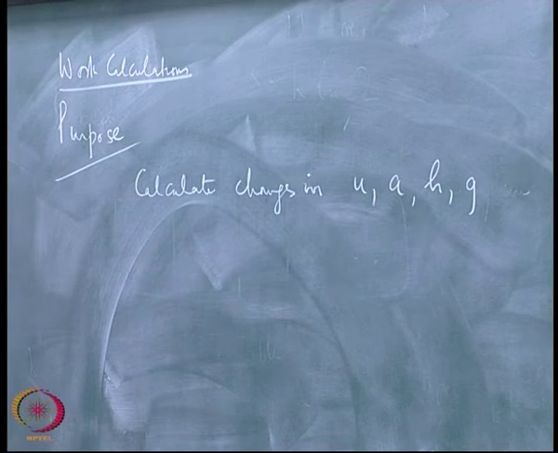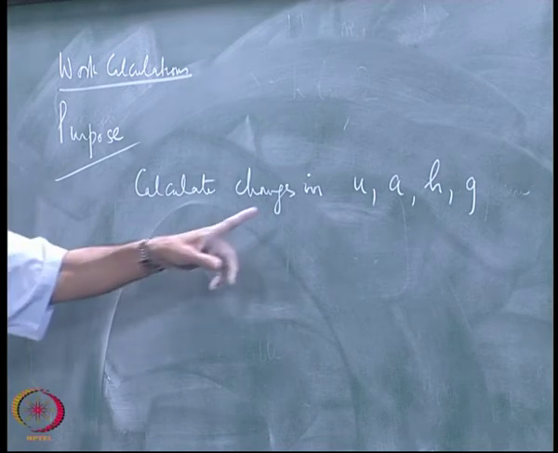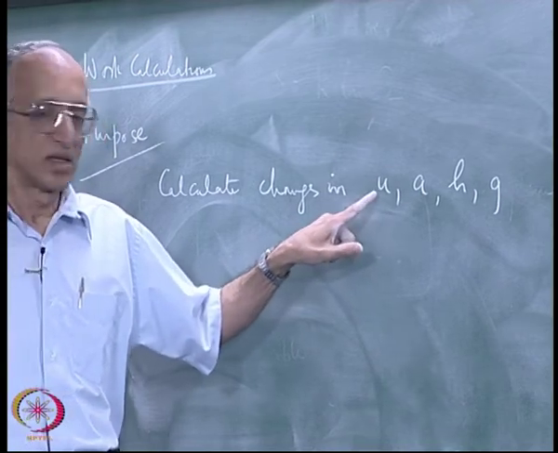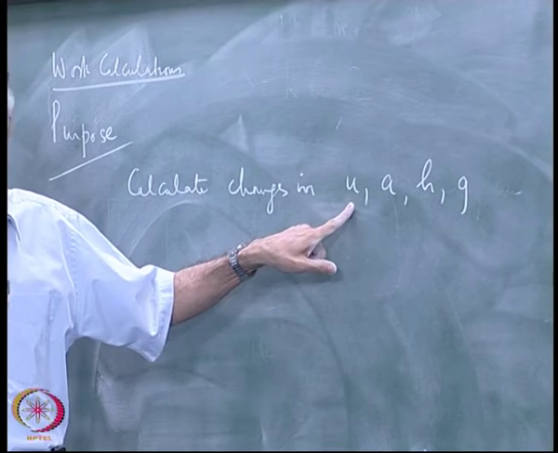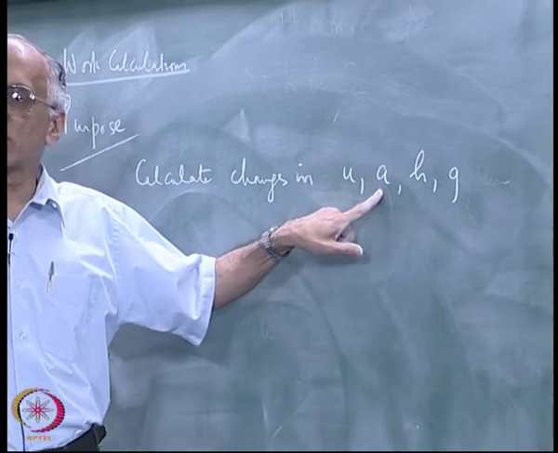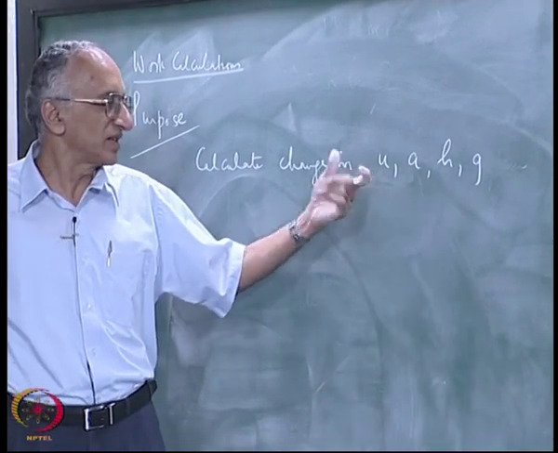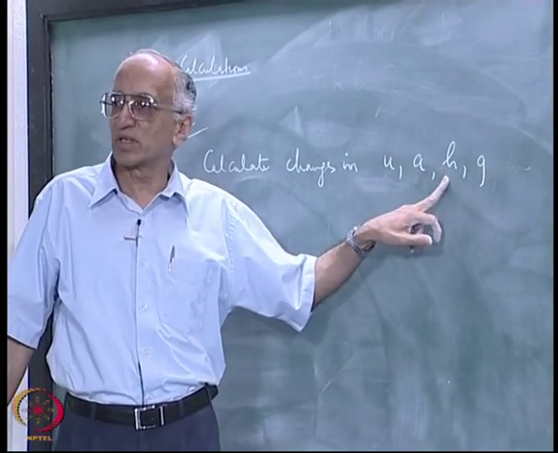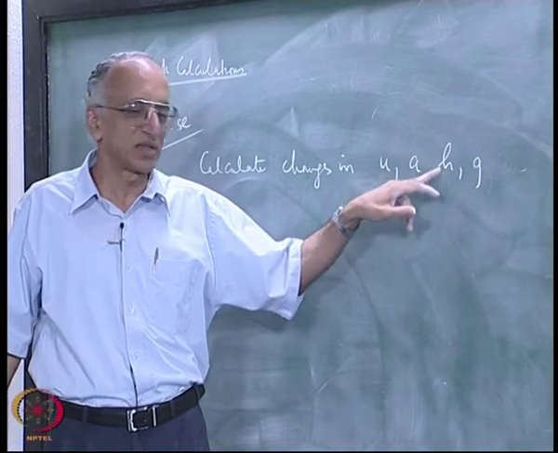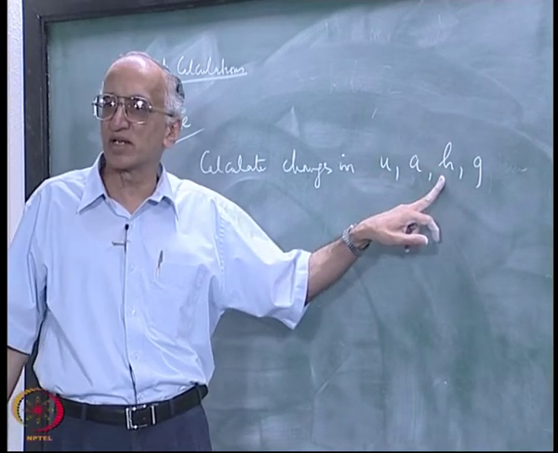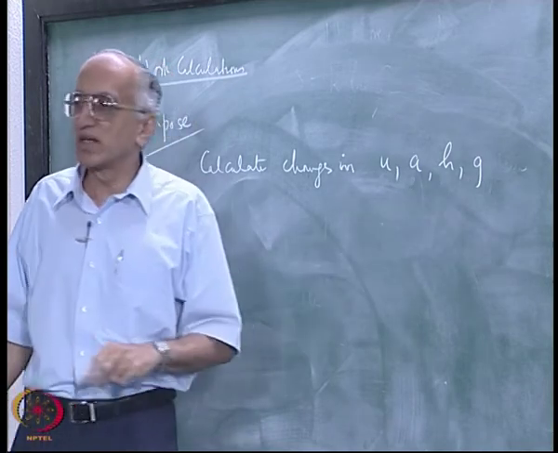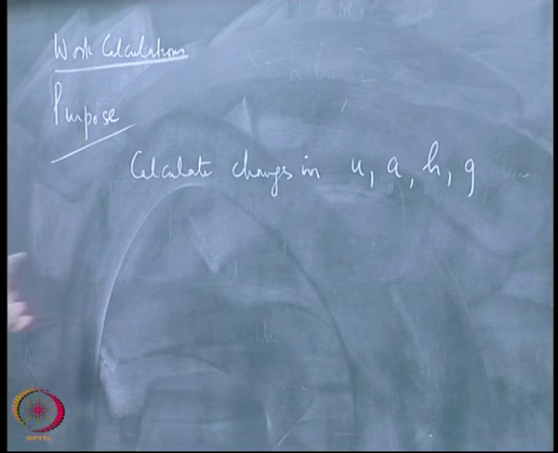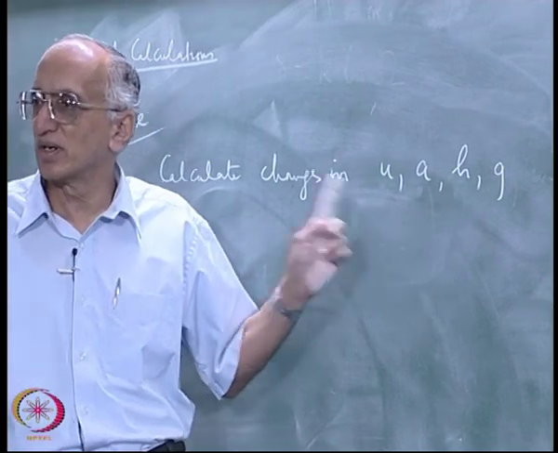You have to calculate changes in U and A, because for a closed system under isentropic conditions, under adiabatic conditions, the maximum work you can get is delta U. The maximum isothermal work you can get out of a system is minus delta A. In a flow system, the maximum work you can get in an adiabatic system is minus delta H, and minus delta G for an isothermal flow system. So if I can calculate changes in U, A, H and G, there is no difficulty at all.